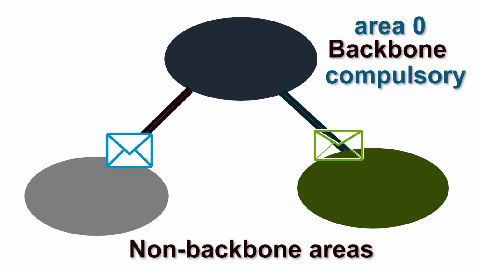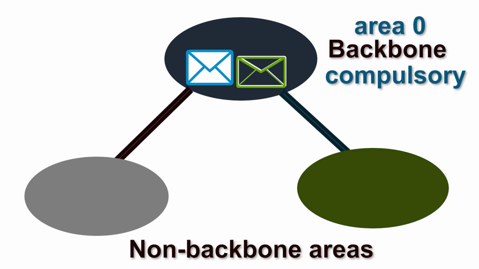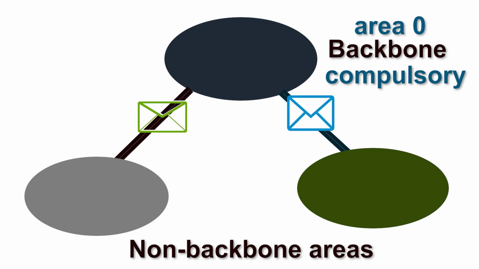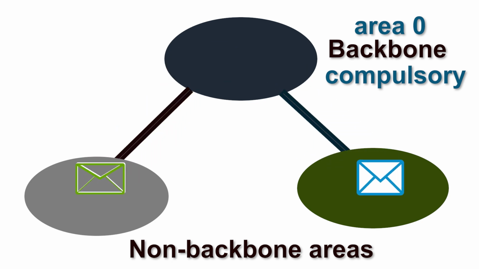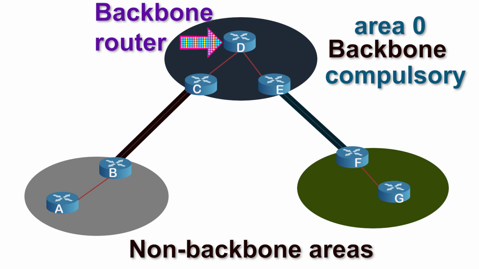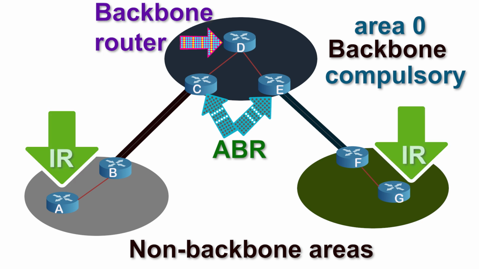All areas inject routing information into the backbone area. The backbone area broadcasts that information into all non-backbone areas. A backbone router has all interfaces in the backbone area. An area border router is a router with interfaces in both backbone and non-backbone areas. An internal router has all interfaces in a non-backbone area.